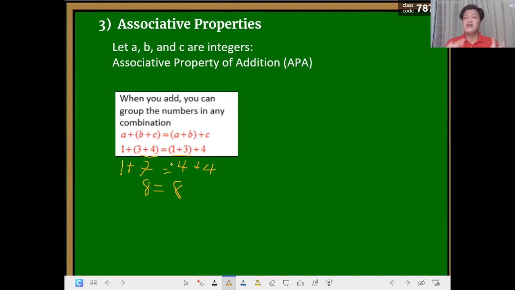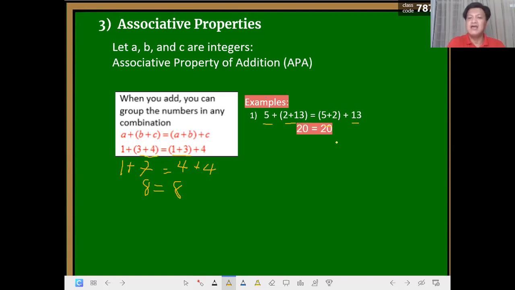Ibig sabihin yan, regardless of the grouping of the addends, does not affect the sum of the integers. So another example natin, we have 5 plus the quantity of 2 plus 13, you can write as the quantity of 5 plus 2, plus 13. Diba? Pag kinuha natin ito, 2 plus 13, 15 yon. 15 plus 5, so 20 na yon. Diba? 5 plus 2, dito naman ay 7 plus 13, 20. Kaya nga ang sagot dyan is parehas lang. 20. Meaning to say, the groupings of the addends does not affect the sum.